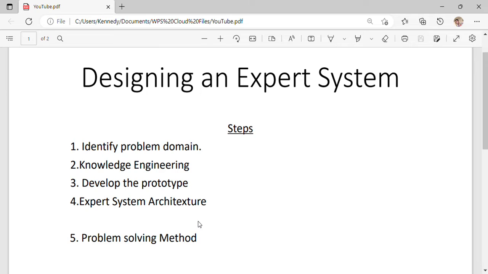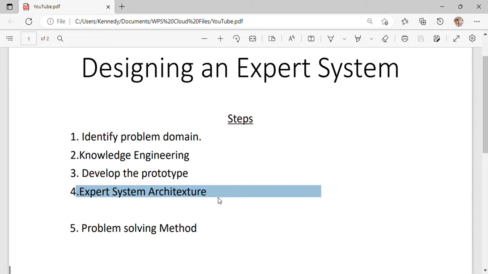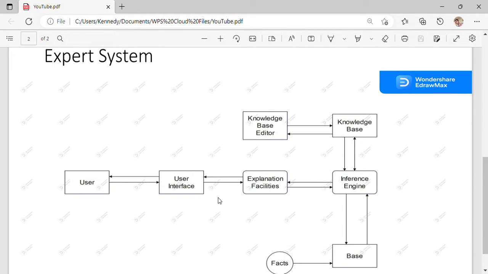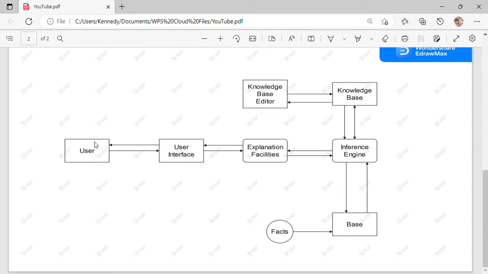Organized, so yes, into our knowledge base, or into our database, which is the knowledge base. Okay, so on the fourth step, which is the expert system architecture, right here, that's our expert system architecture. So as you can see, it is the user interface, explanation facilities, inference engine, base facts, the knowledge base, and knowledge base editor.